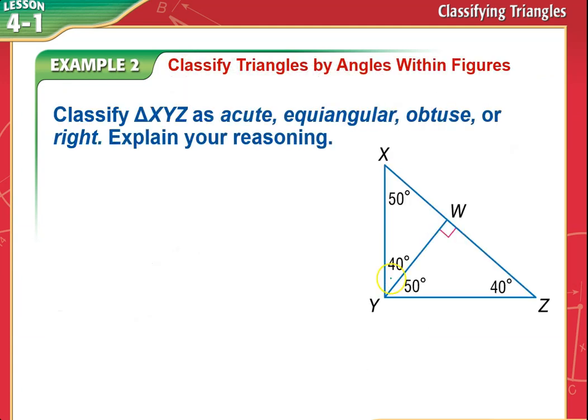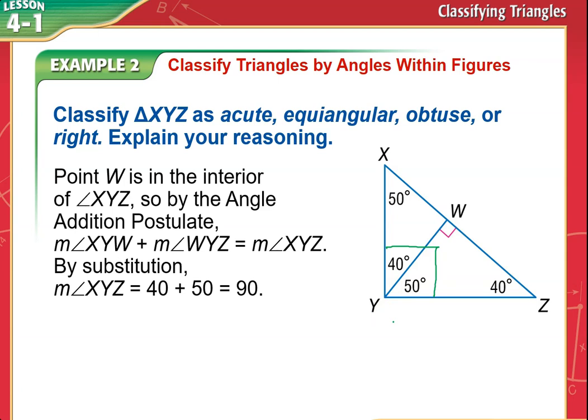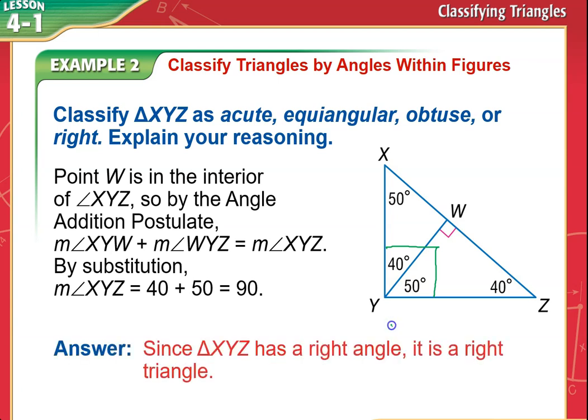Okay, now we're going to classify triangle XYZ. We need to explain our reasoning. Well, since it's triangle XYZ, we can take these two angles and we're allowed to add them up and we get 90 degrees. Then we can say by the angle addition postulate, as we saw on Mathia, that you get 90 degrees for the sum of the two angles, therefore it is a right triangle.